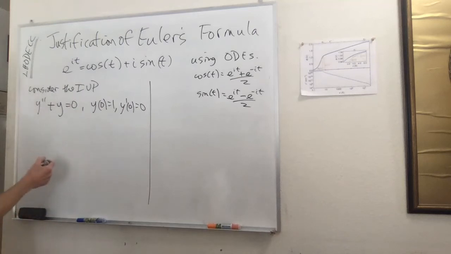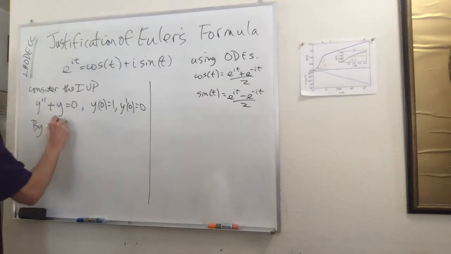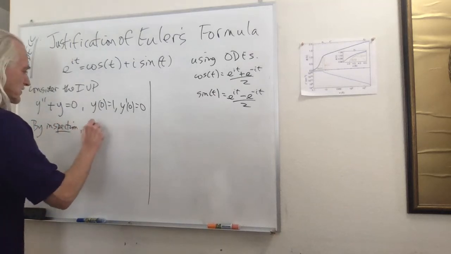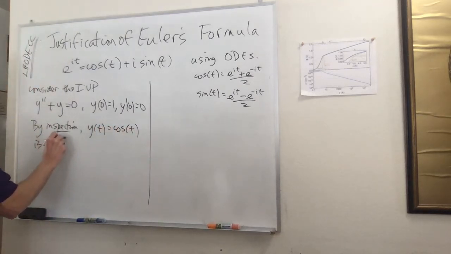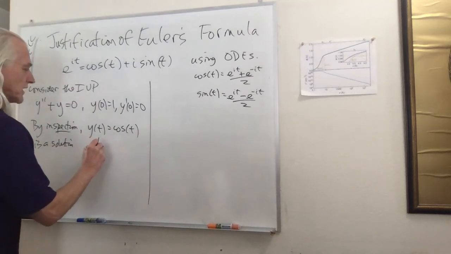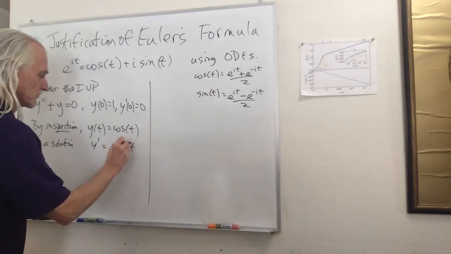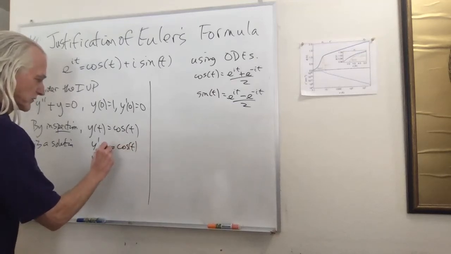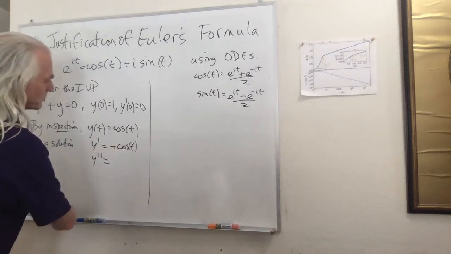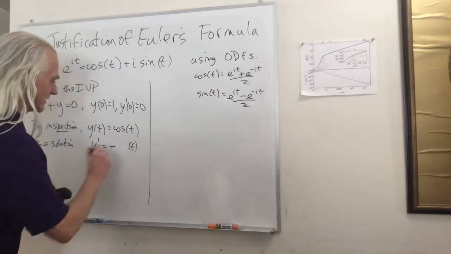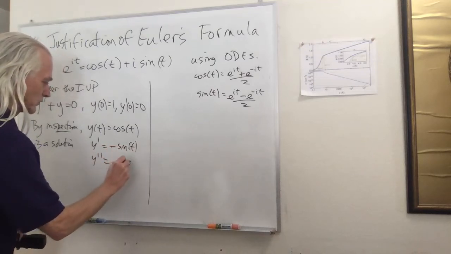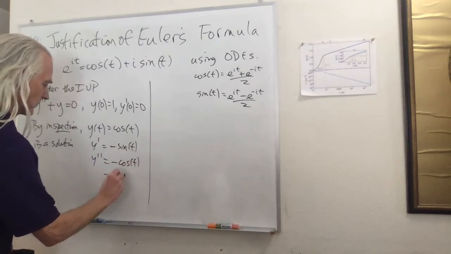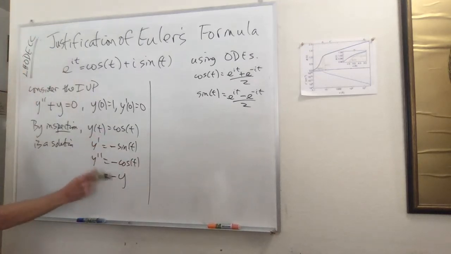Well, by inspection, y of t equals cos t is a solution. Because y prime is going to be minus sine t. Y double prime is the derivative of y prime, which is minus sine t. The derivative of sine is cosine, so I have minus cosine of t. The original y is cos t, so y double prime equals minus y.